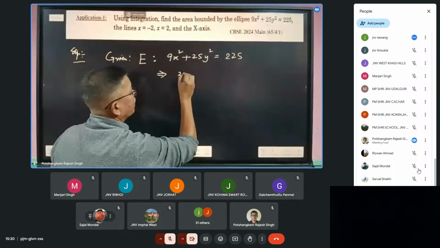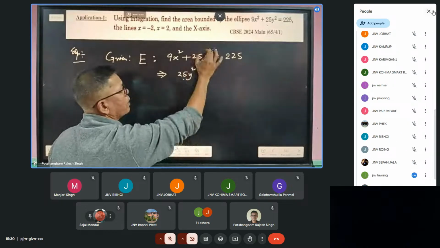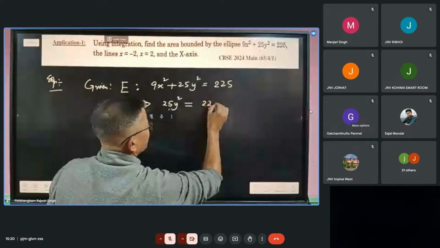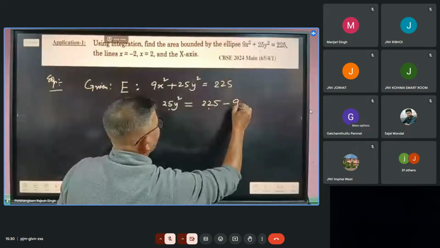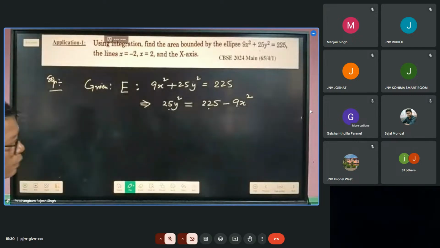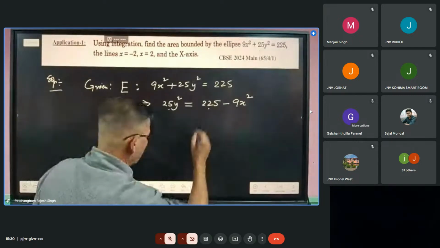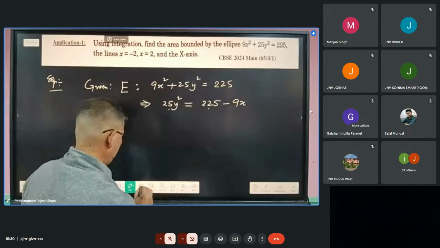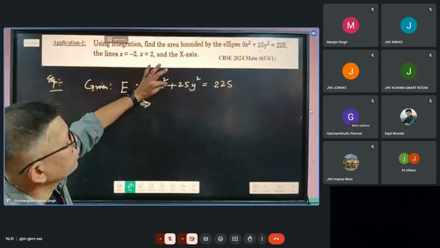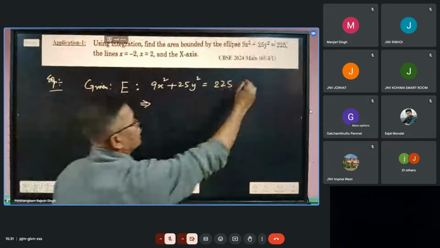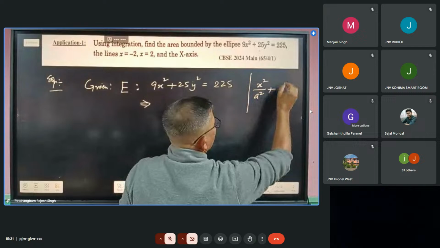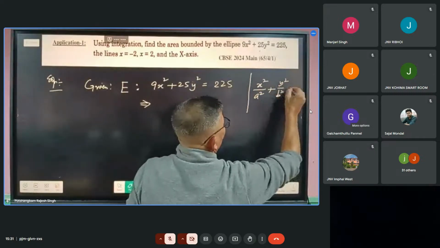Say 25y squared. To find the value of y, the involving terms should be on the left hand side, and bring this to this side: 225 minus 9x squared. Okay. First, better to put the equation in the standard form. Just a minute. The standard form of the ellipse is what? The standard form of the ellipse is x squared by a squared plus y squared by b squared equal to 1.